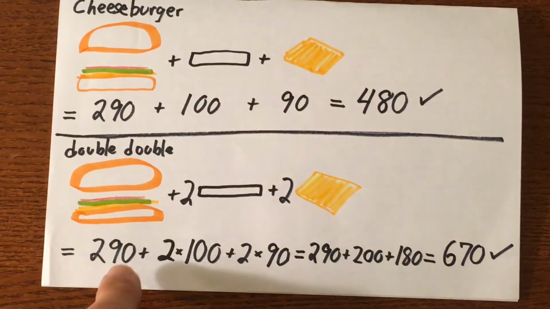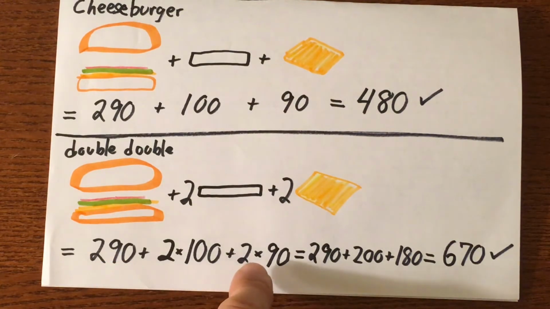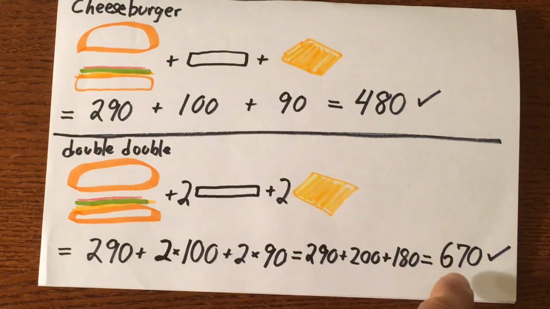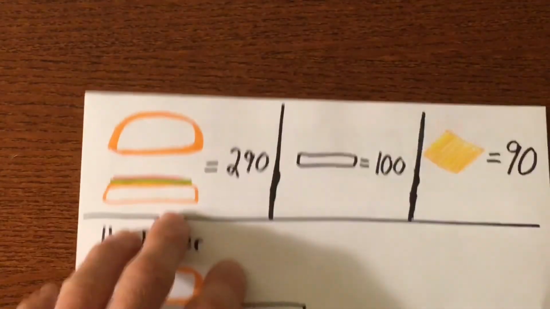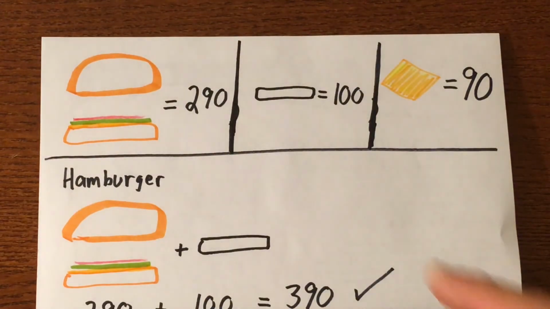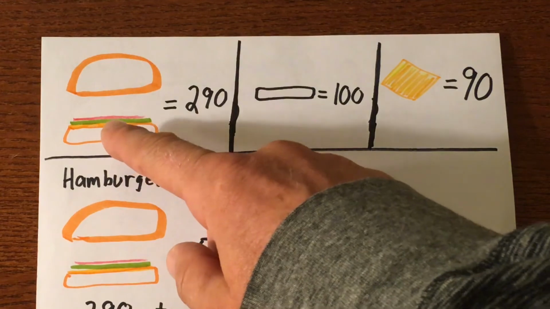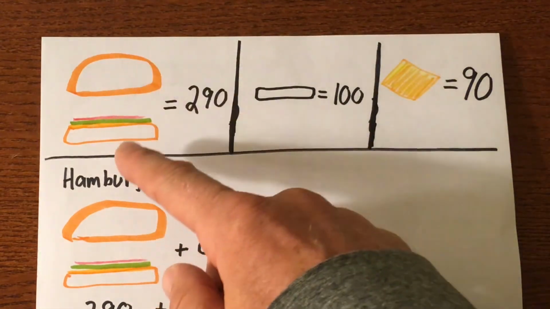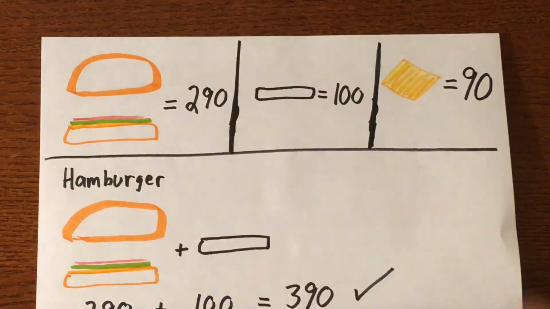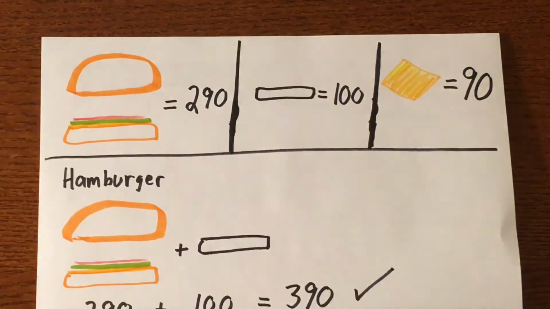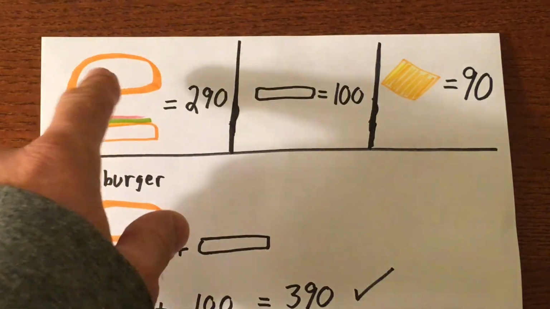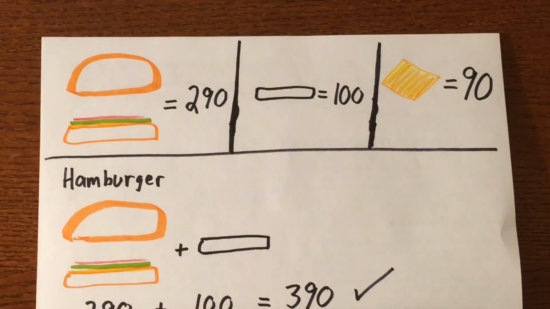Now let's check the double-double. 290 plus 2 times 100, 2 beef patties, plus 2 times 90 for 2 pieces of cheese equals 670, which is what the menu says. So we checked our answer and we found that we're in fact correct. We were able to solve for 3 components. Notice we don't have enough information to solve for the spread and the vegetables individually and the bread individually. We had to group them all together. And presumably the vegetables aren't very caloric, but the spread and the bun are very caloric. So if you wanted to minimize your calorie consumption, for example, perhaps you wouldn't eat those parts.